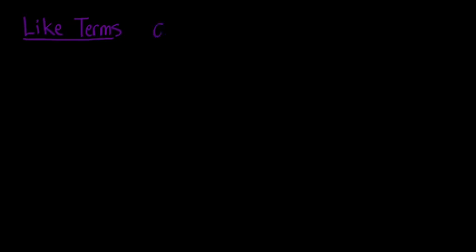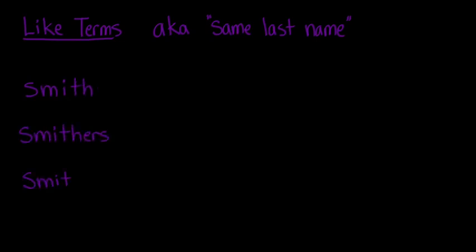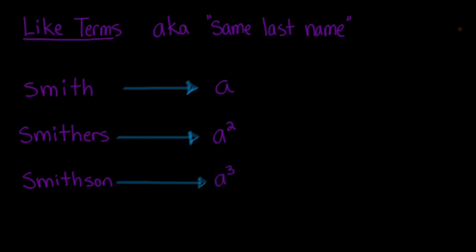Like terms have to be exactly alike. I also like to say they have the same last name, or they're the same family, right? So let's just say I have these families. I have the Smith, Smithers, and Smithson. Now, they look like they're very similar, but they are not the same, right? Often like a squared and a to the third power. They look alike, but they're not the same.